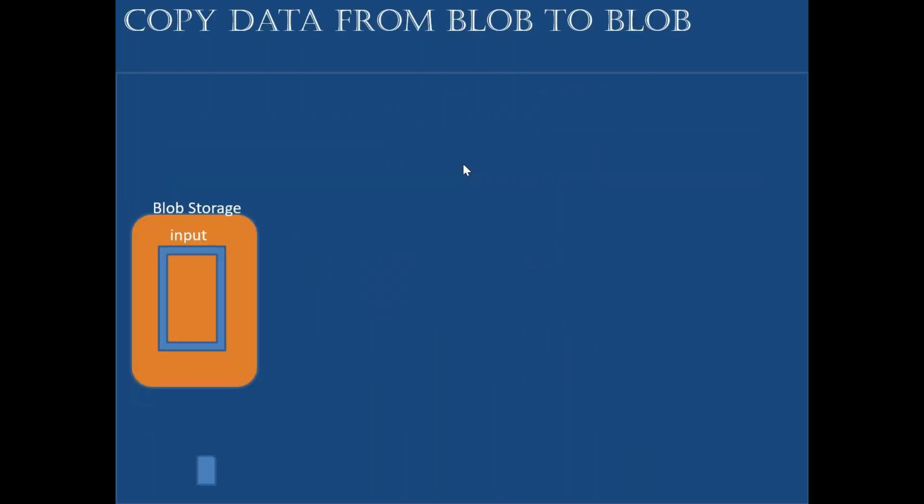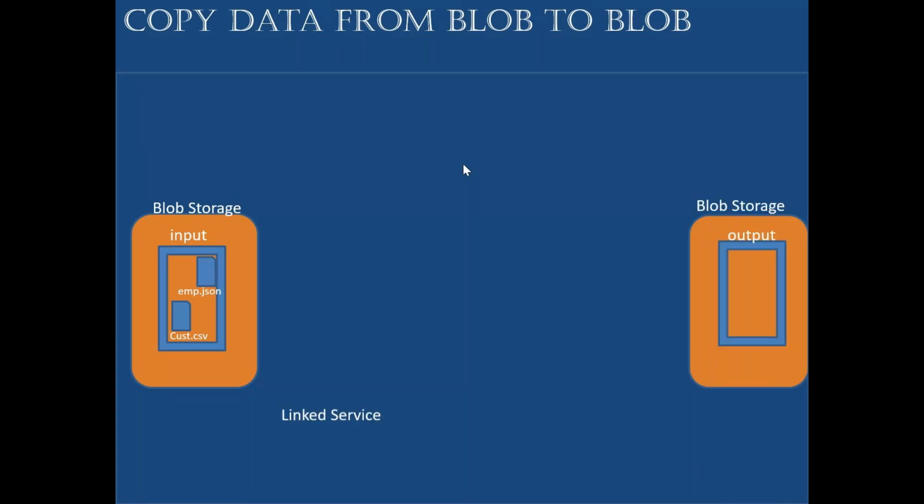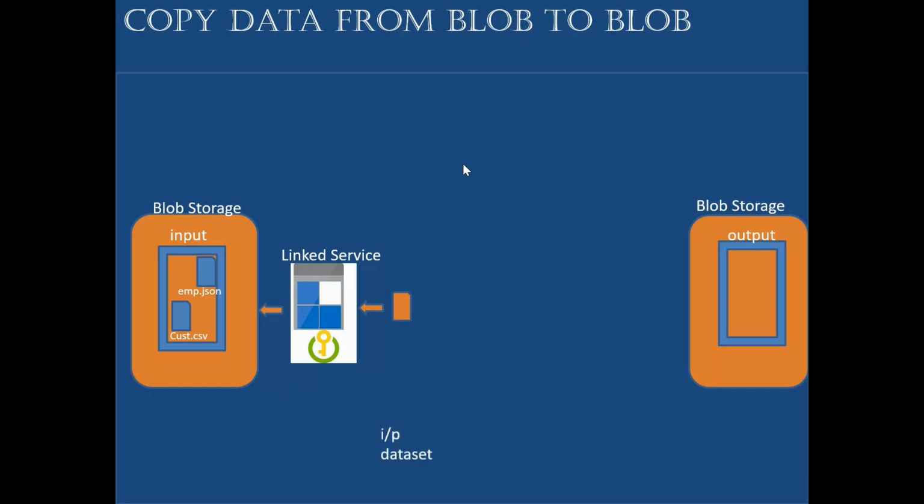Very similar to that, when we are moving the files from the blob storage input folder to the blob storage output folder, first we need to create linked services. How many linked services do we need? Total two: one for the source, one for the sink. Now you connect to the source storage, and you take all the data that you want to be copied into the target. Then you take the delivery address, meaning in the copy activity you will say this is my source, this is my target, with the help of the datasets.